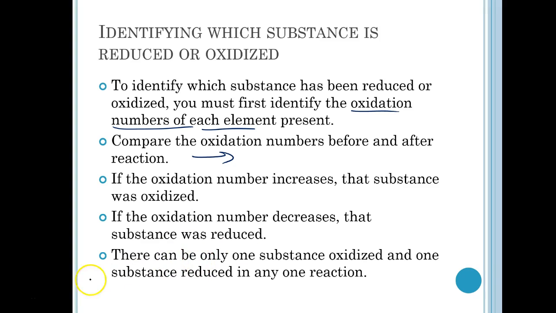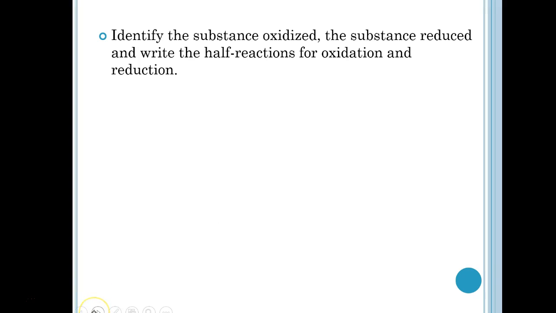But the big thing is, there can only be one substance that is oxidized and only one substance that is reduced. You cannot have something gain electrons and have something else gain electrons too. Something's got to lose them to give them up. So you can only have one of each, and it is possible that when you look at a reaction something doesn't get reduced or oxidized. Typically that's going to be things like water, although not always.